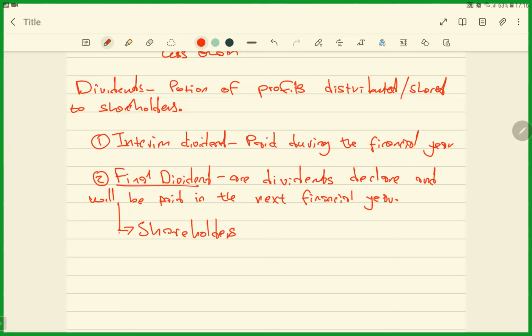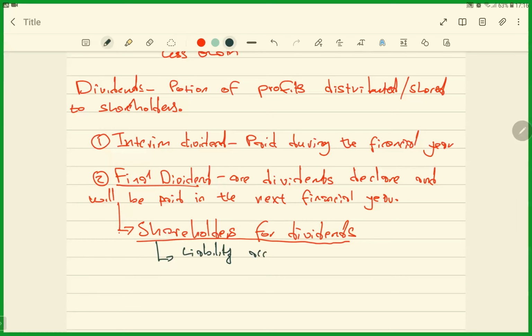The question is, what is shareholders for dividends? Shareholders for dividends is a liability account that is used to record final dividends.